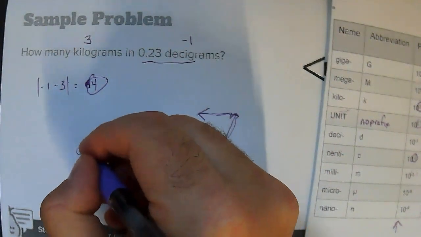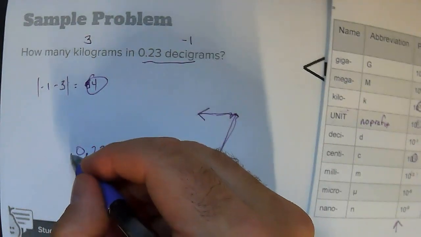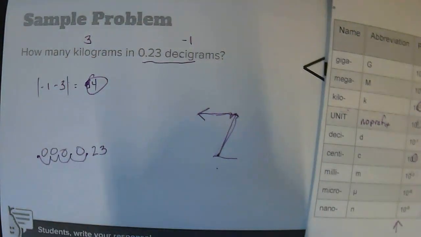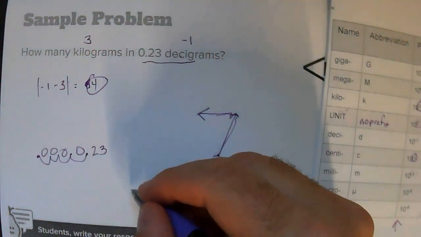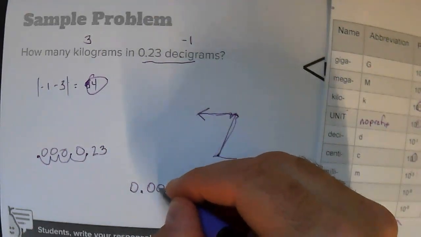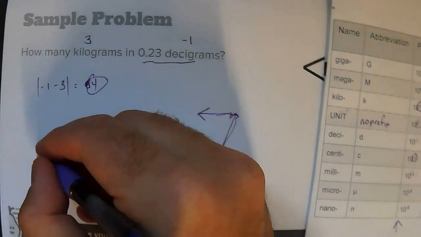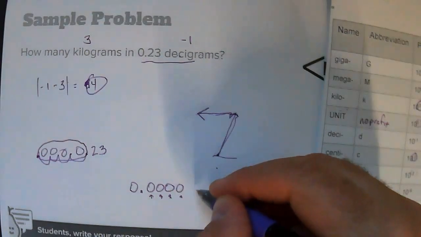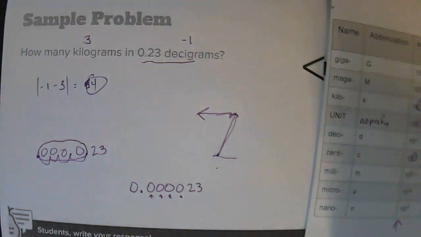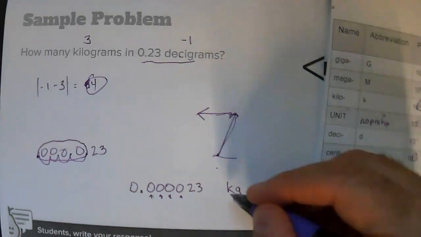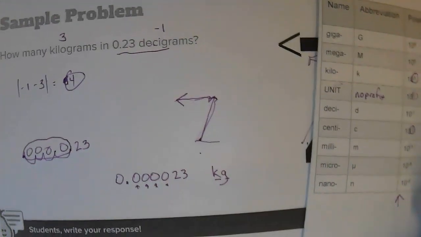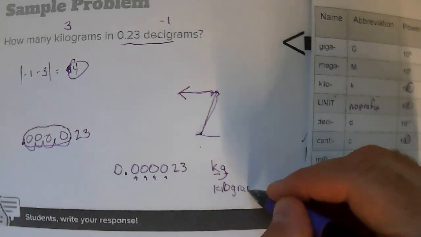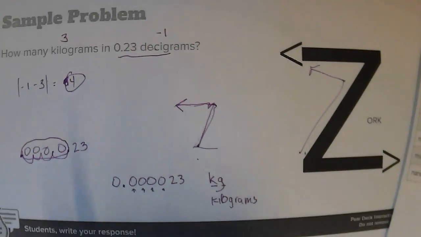So 0.23. We're going to move the decimal 1. Now we're going to make up some zeros. 2, 3, 4. We're going to put our decimal in there. And then we're going to do 0.0000. Look, between here and here, there's 4 zeros. So 1, 2, 3, 4, 23. And that's kilograms, kg, kilograms. Or kilograms. Okay, whichever works for you.